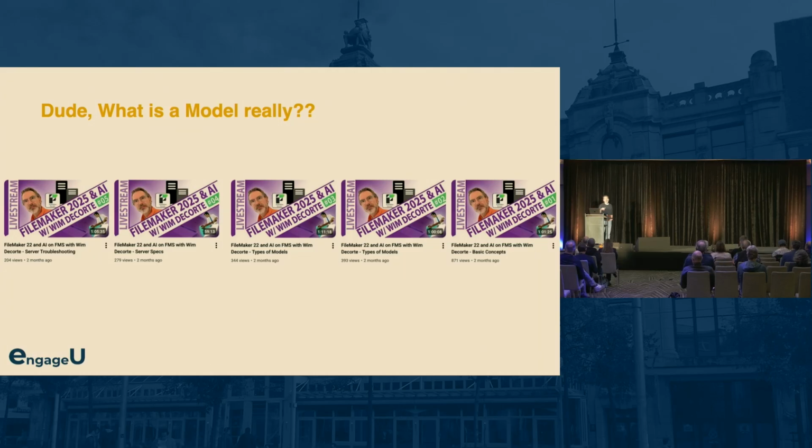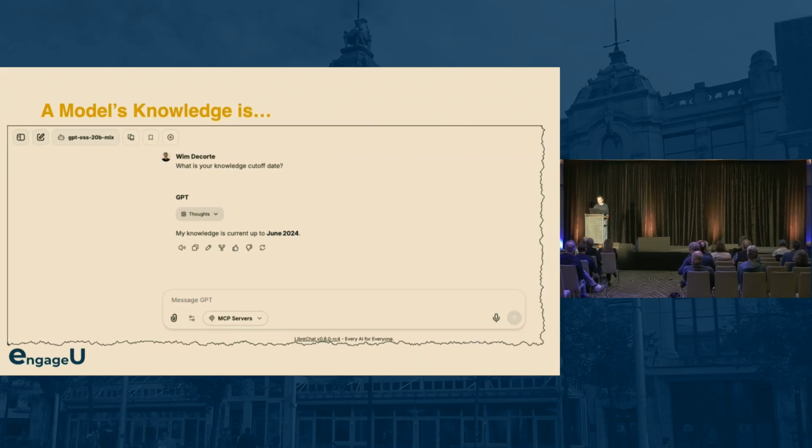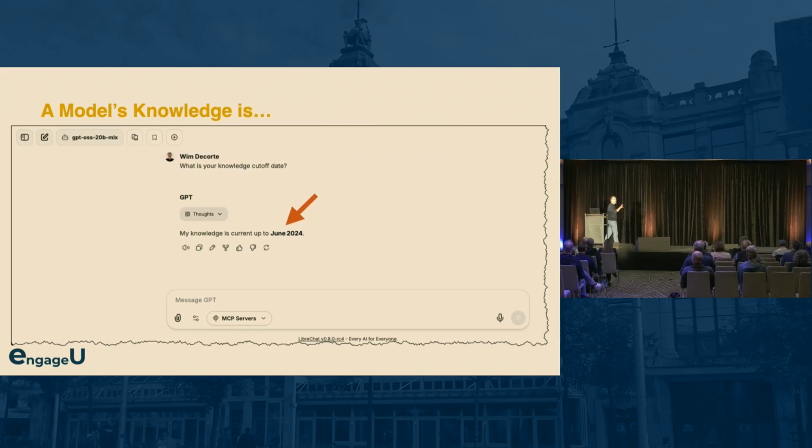So between those two, there's a lot of solid material that you can look at and figure out how it all works. All right, so I said that models are dumb, right? And this is one of the main reasons. You can ask any model for its training cutoff date.